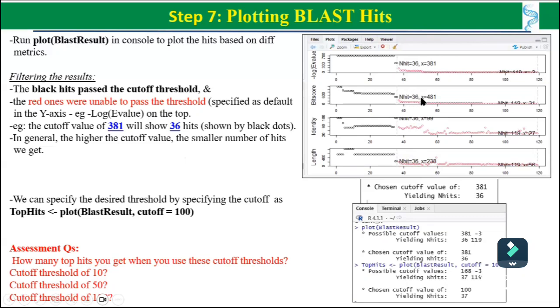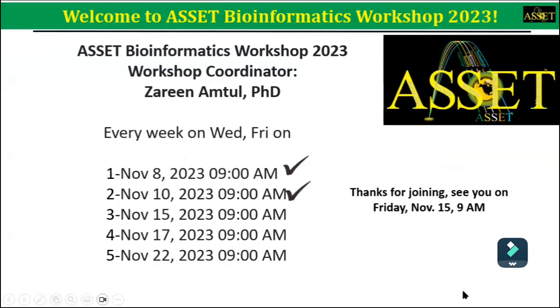In order to get 36 hits, the cutoff used for bit score values was 481. So this is how you read these results, right? The chosen cutoff value was 381, yielding 36 hits. Similarly, you can change the number of hits. When you change the cutoff, for example, I changed from 381 to 100, I found 37 hits. So I want a student to do this by themselves.